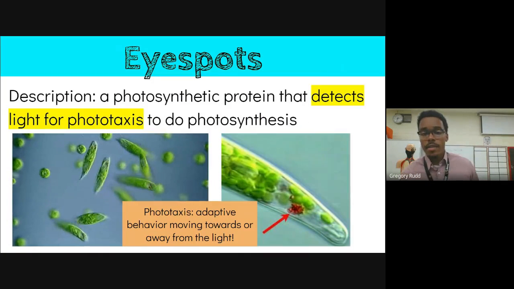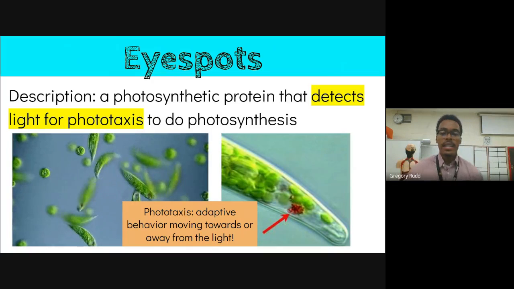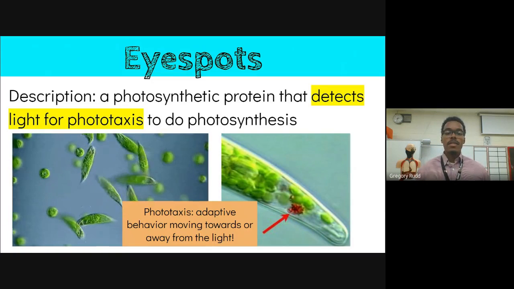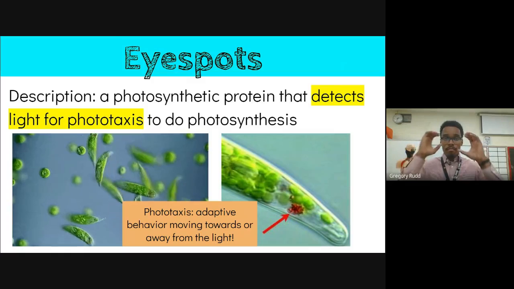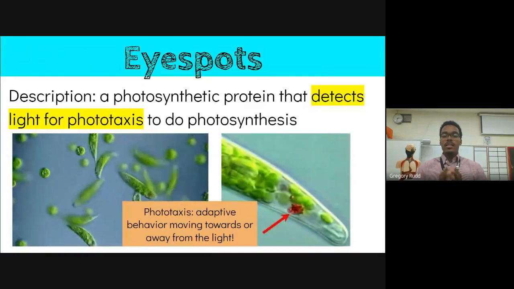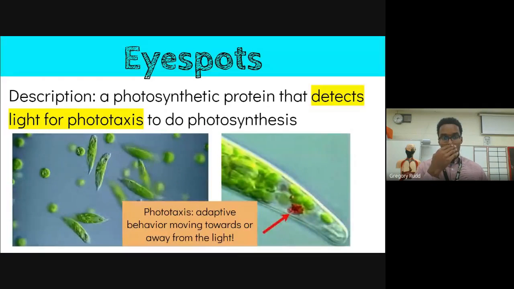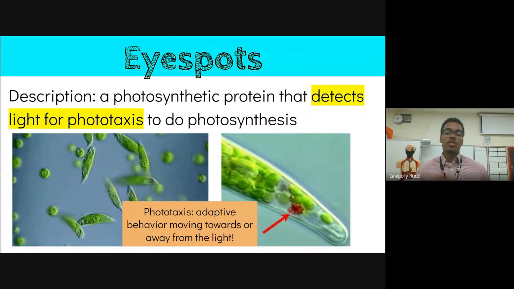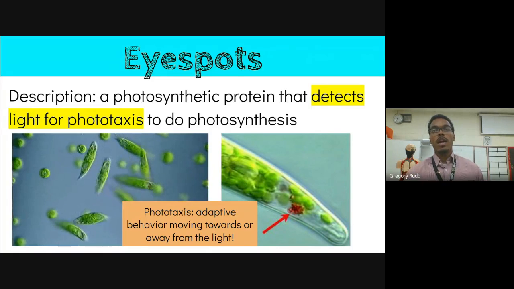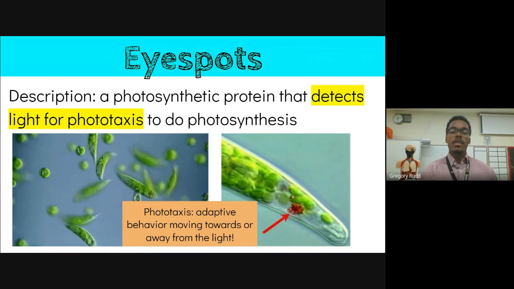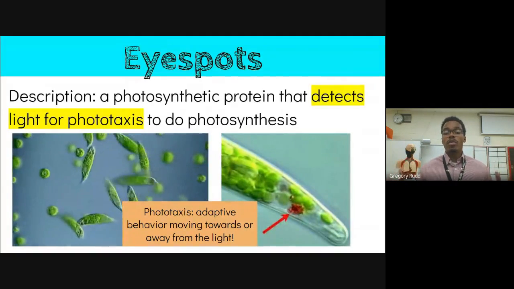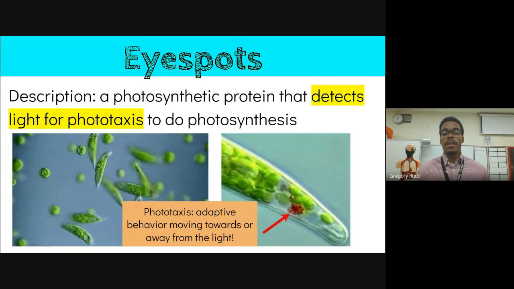All right, so the first adaptation that we'll talk about is called an eye spot. And it is essentially exactly what it sounds like. So obviously these unicellular organisms do not have literal eyes, but they do have this collection of proteins that can detect light. And this is what allows them to do photosynthesis. We're going to talk about photosynthesis much more in depth in about 2 units. But essentially, photosynthesis is the creation of energy, the creation of food using light, typically light from the sun.